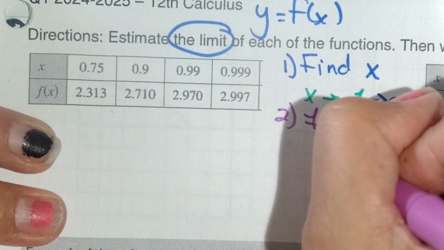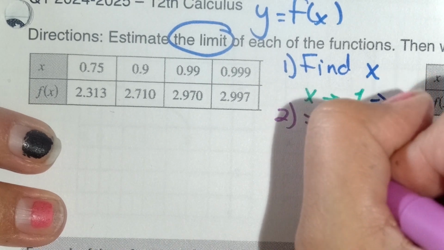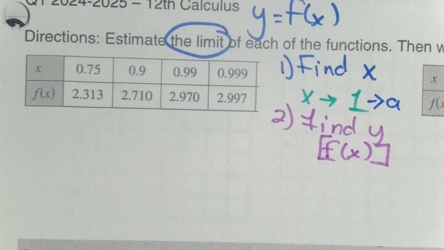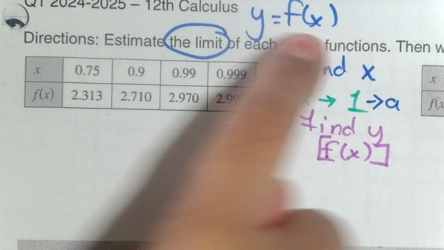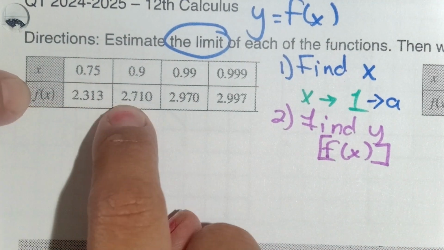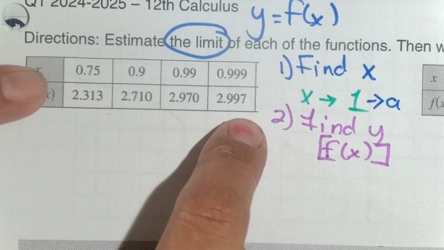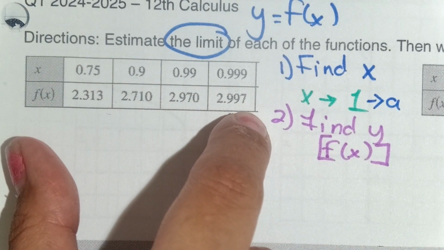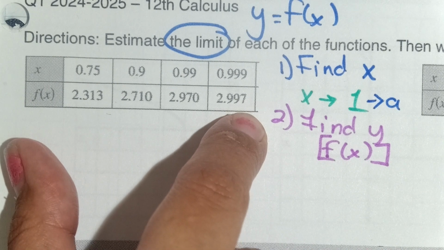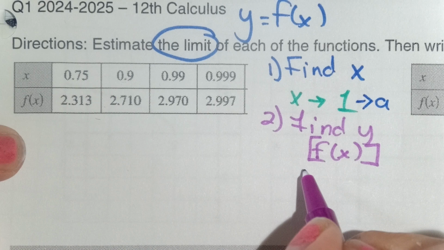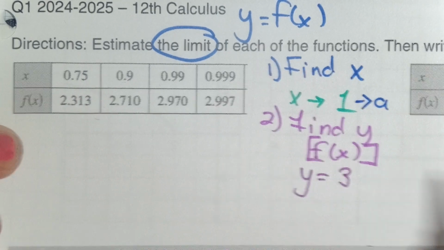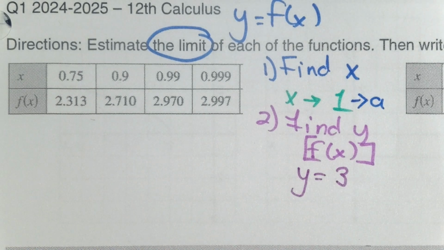Find y or f of x. F of x and y, remember, are the same thing. Okay? So very similar to what we did for x, we're going to do for y or f of x. What is y or f of x getting closer and closer to? 3. Yes. Why is it getting closer and closer to 3? Yes, because we're rounding. Nobody said that, but I just said it.